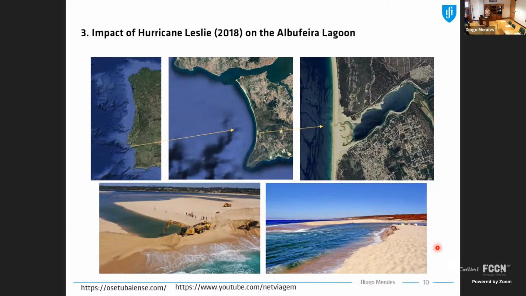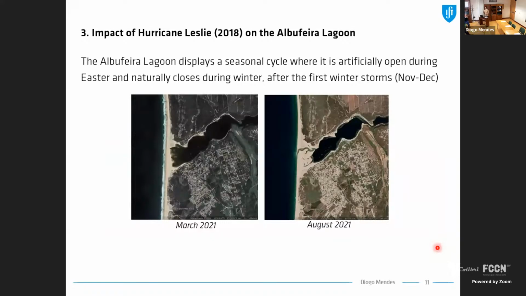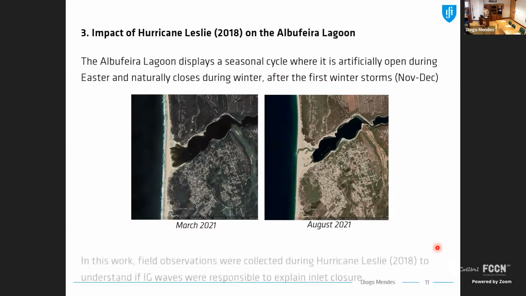Below, you see some pictures of the inlet channel, especially in the bottom left figure, pictures of construction works where they are digging the inlet channel to promote the opening of the inlet during Easter months. So the Albufeira Lagoon displays a seasonal cycle. It is artificially opened during Easter and closes naturally during winter months. On your left, you see an image of the inlet closed in March, and then an image of the inlet open in August 2021.